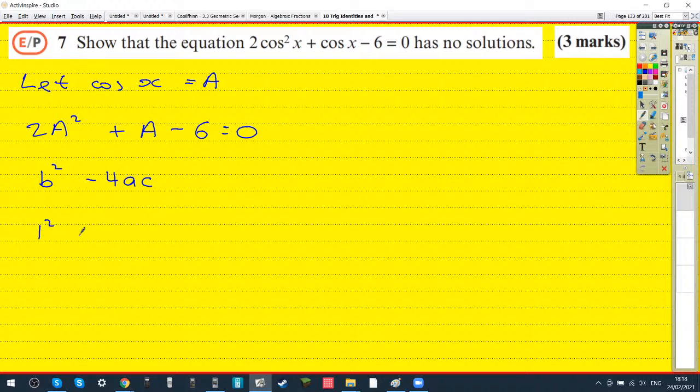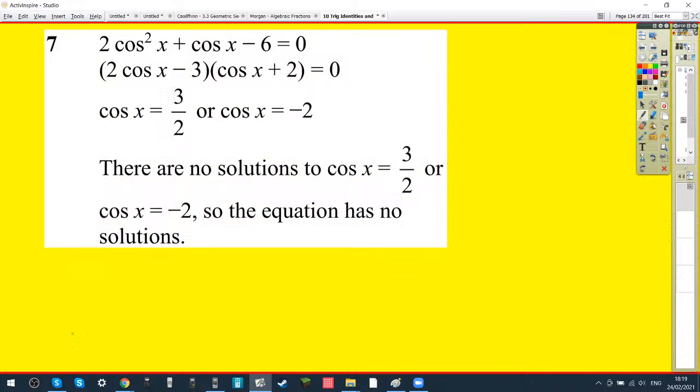1 squared minus 4 times 2 times minus 6. So that gives you minus 8, plus 54. No, 72 of it. So 1 minus 48. Is that it? Yeah, that's what it is. So it turns out it's 49. That gives you plus or minus 7. What am I doing wrong there?